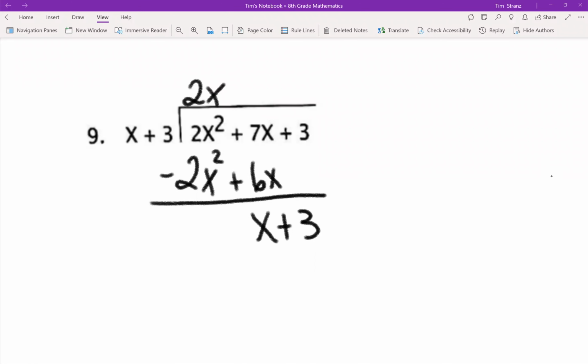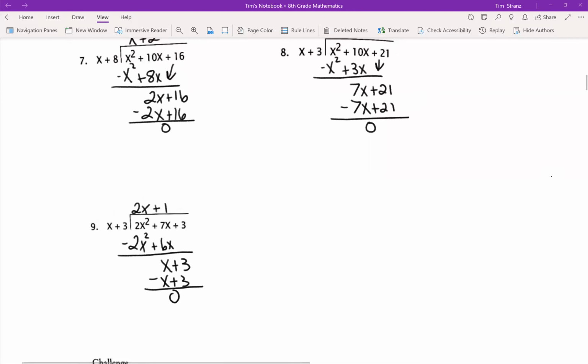Okay. X plus 3 and x plus 3, these match up, right? So you know if you just multiply that by 1, they're going to match up. And if you multiply that out, you get x plus 3, subtract them, your answer is 2x plus 1.